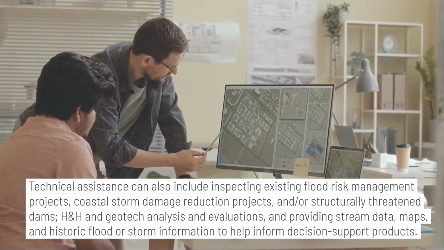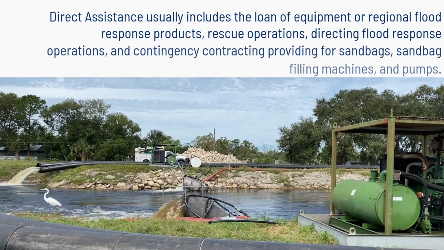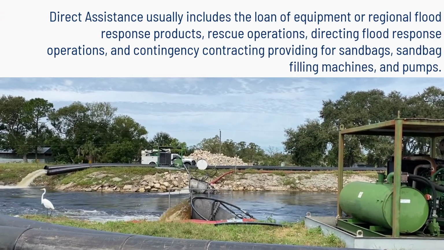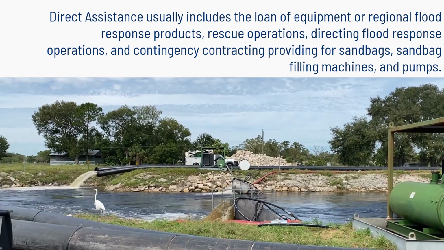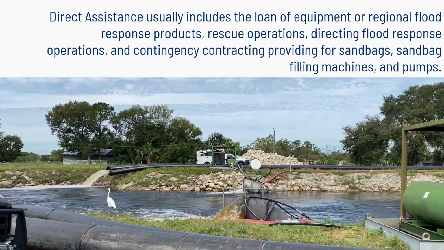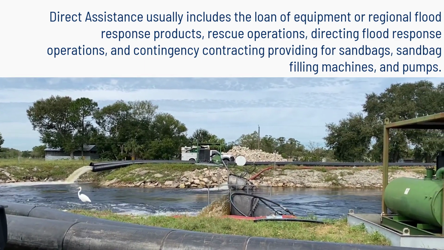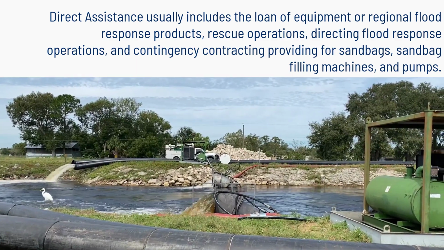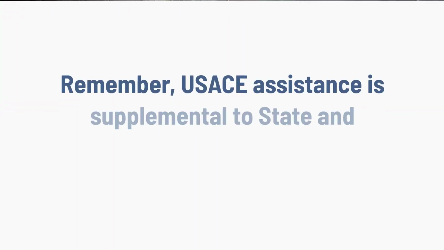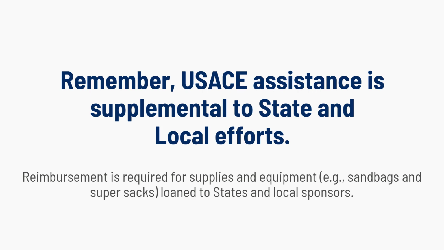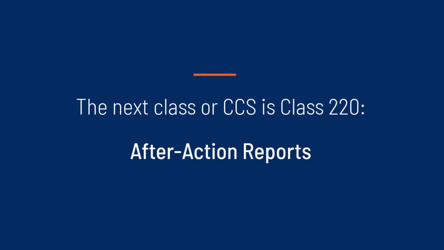decision support products. Direct assistance usually includes the loan of equipment or regional flood response products, rescue operations, directing flood response operations, and contingency contracting, providing for sandbags, sandbag filling machines, and pumps. Remember, USACE assistance is supplemental to state and local efforts. Reimbursement is required for supplies and equipment, for example, sandbags and super sacks, that are loaned to states and local sponsors. The next class, or CCS, is Class 220, After-Action Reports.